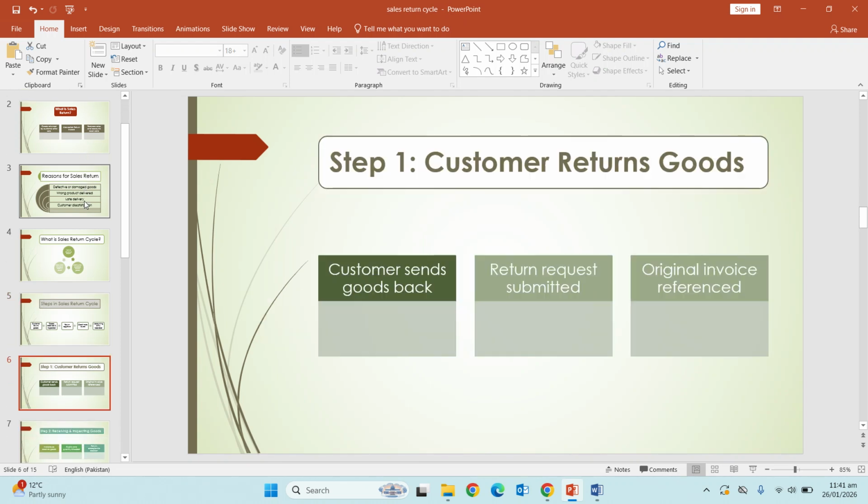So moving to the first step, customer returns goods. In the first step, the customer sends goods back to the company. The customer usually submits a return request and provides the original sales invoice as a proof of purchase. This helps the company verify the original transaction.